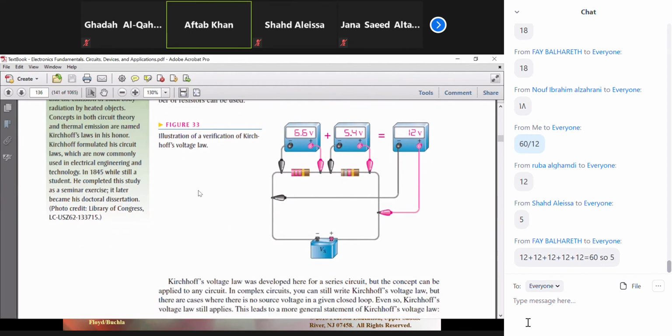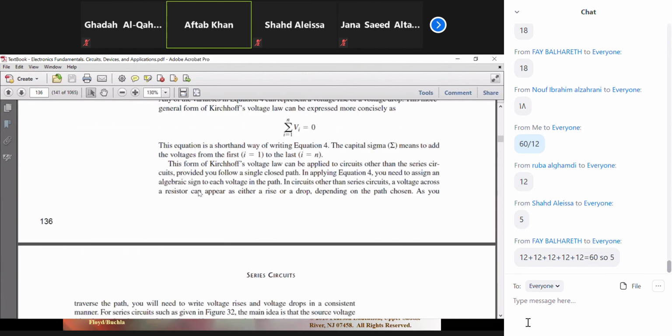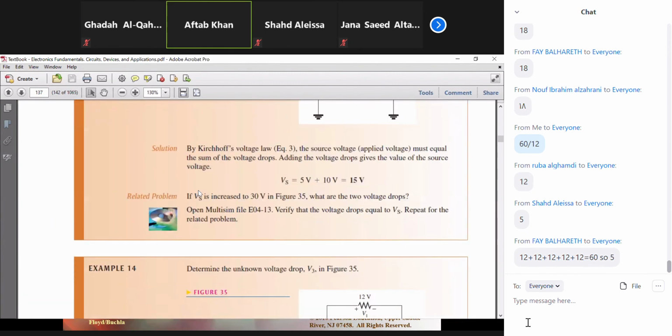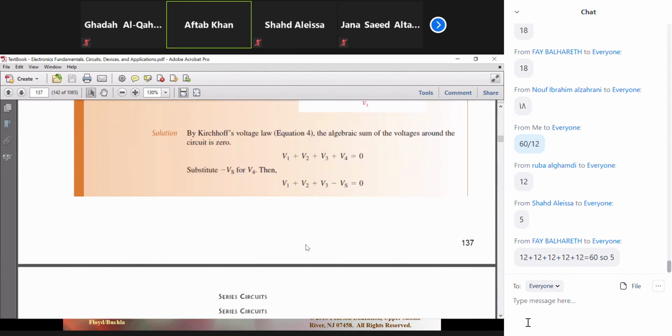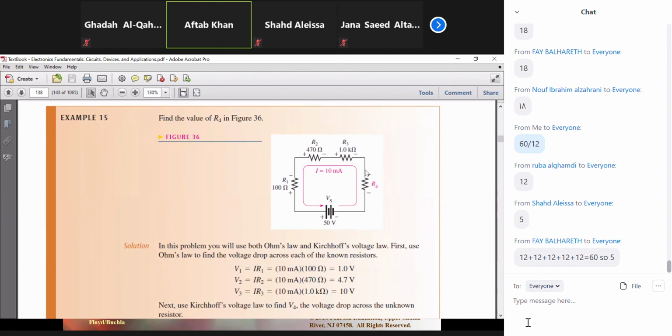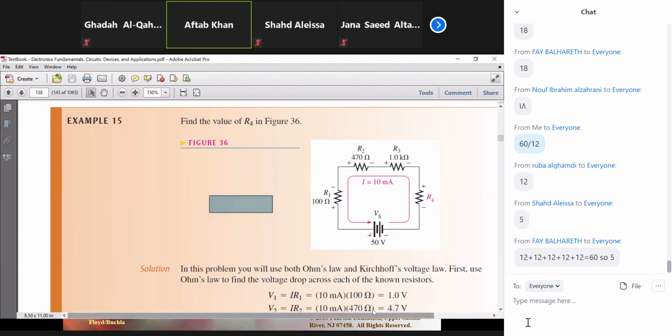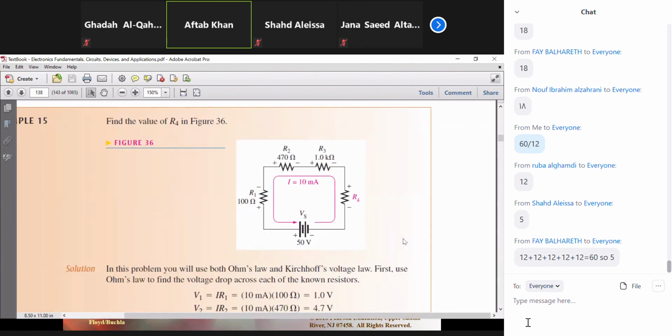Okay, more questions. This is again simple. Determine the source, you can easily calculate. Determine the unknown voltage. Okay, this one is there already in the slide. The unknown voltage KL, you already calculated that one. Now find the value of R4. Okay, how can you find the value of R4, the unknown resistance? All resistance values are given, but R4 is not given. So how can we get it?